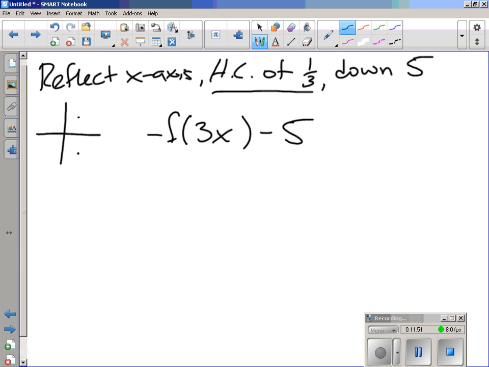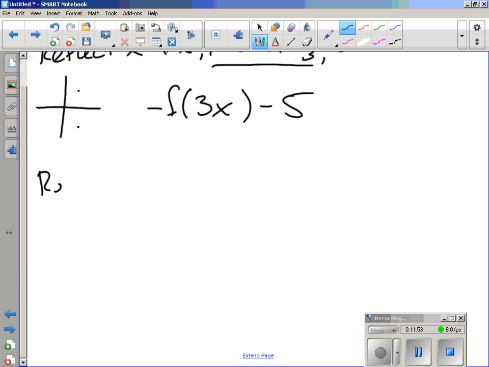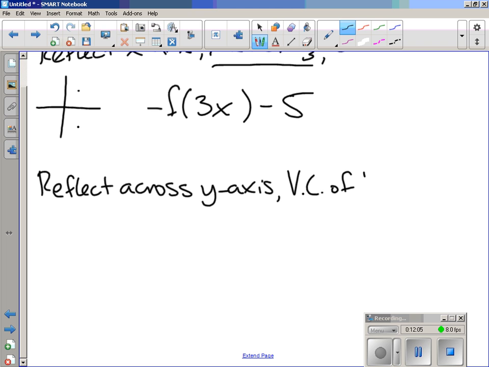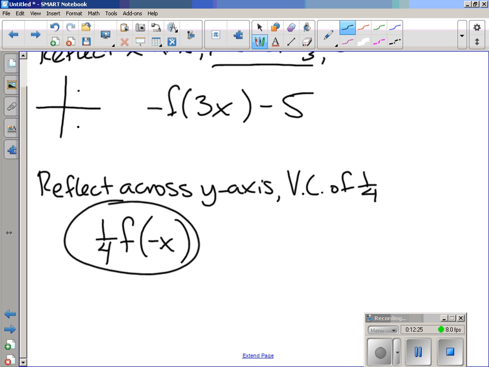Let's do one more. Let's do reflect across the y-axis. Vertical compression of 1/4. Let's just do those two. So reflection across the y-axis, that's going to make the x negative inside. Vertical compression, 1/4, that goes out in front. And that would be my answer.